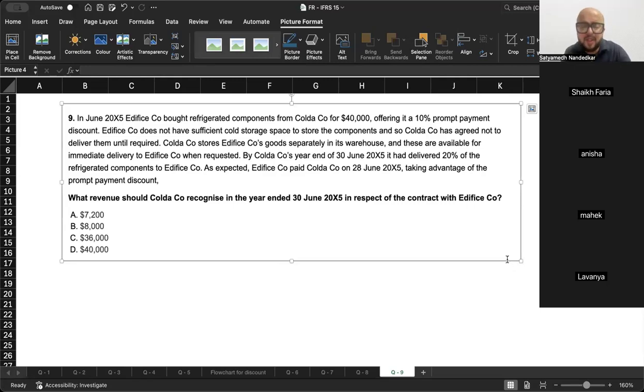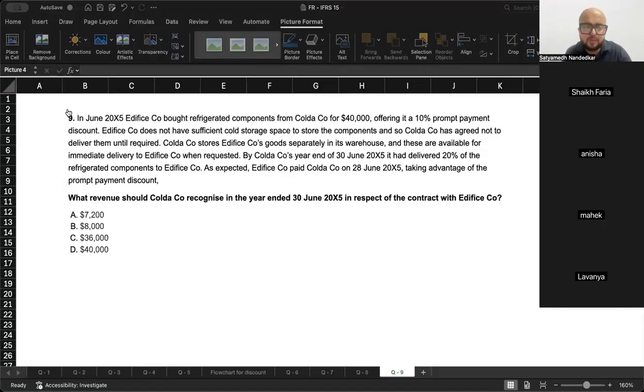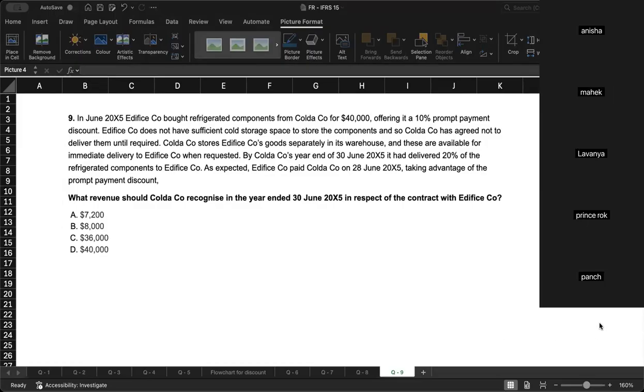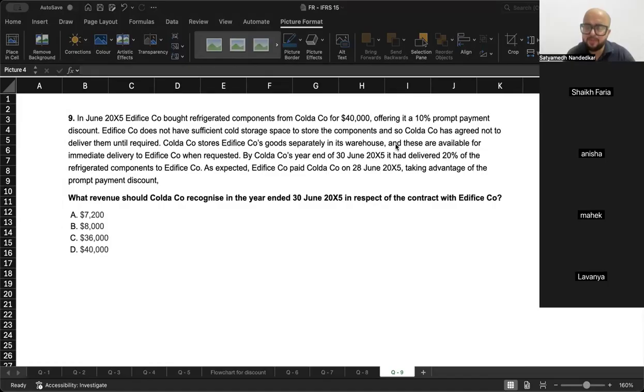Does this look like a bill and hold arrangement to you? बिल एंड होल्ड अरेंजमेंट है ना? याद आ रहा है कुछ कि नहीं? हेमा, महक? So are somehow not able to recollect.